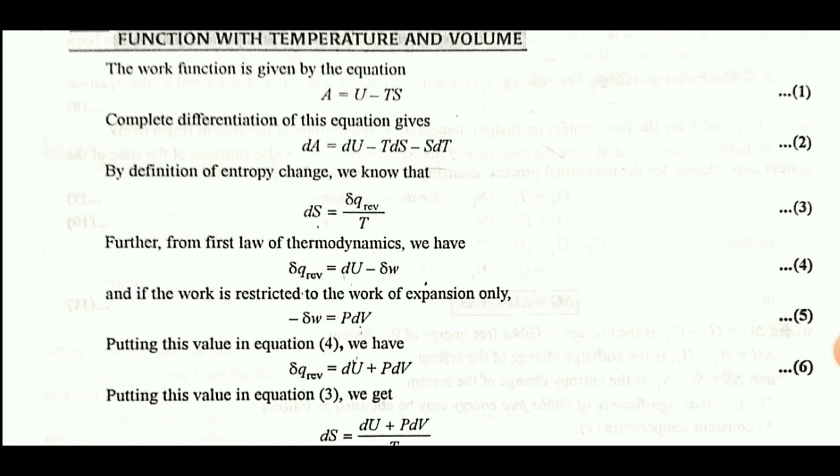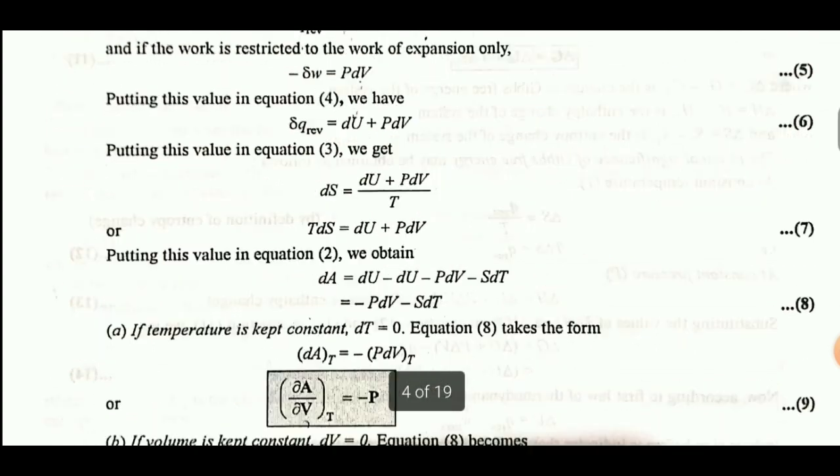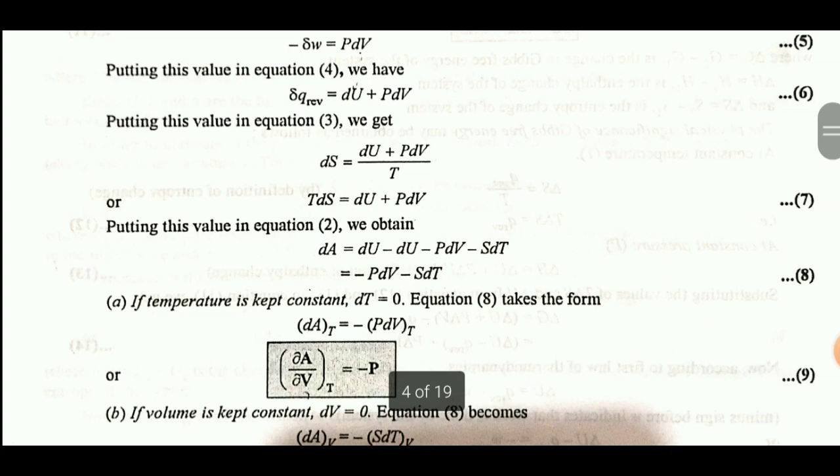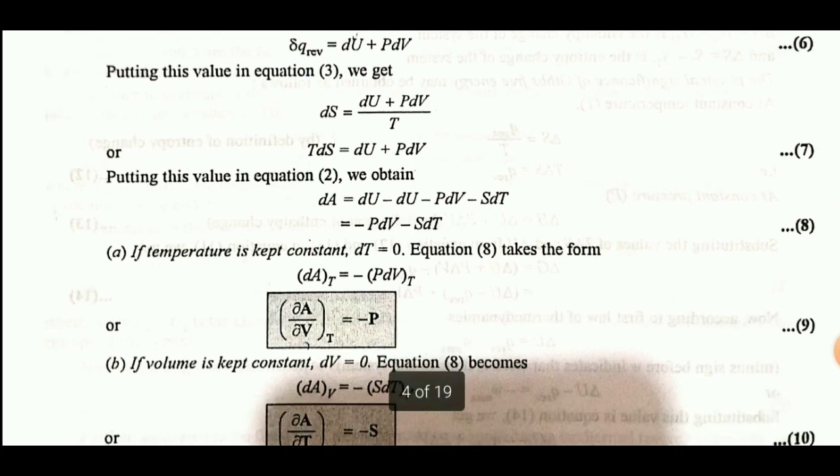And if the work is restricted to the work of expansion only, -δw = P dV. Putting this value in equation 4, we have δq reversible = dU + P dV. Putting this value in equation 3, we get dS = (dU + P dV)/T, or TdS = dU + P dV. Putting this value in equation 2, we obtain dA = -P dV - S dT.